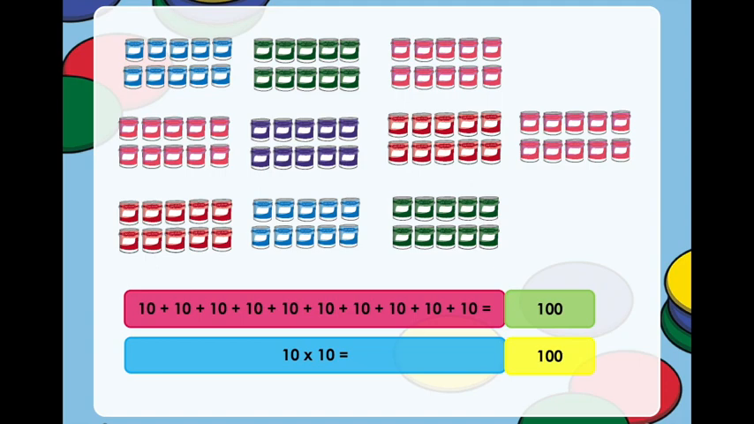In this one over here, we see 10 groups of tons of paint, and we can add the number 10 ten times. So 10 plus 10 plus 10 plus 10, 10 times will equal 100, and 10 times 10 will also equal 100.